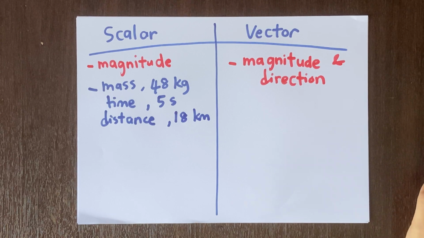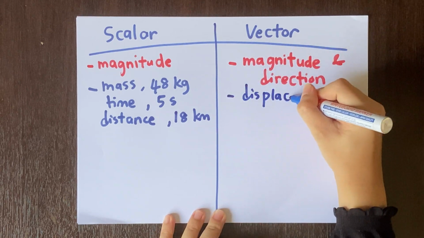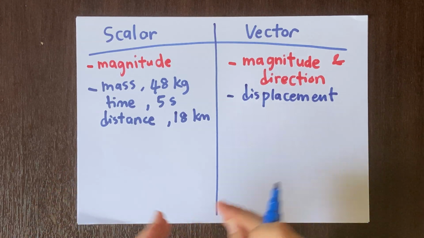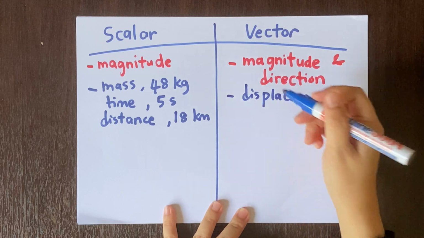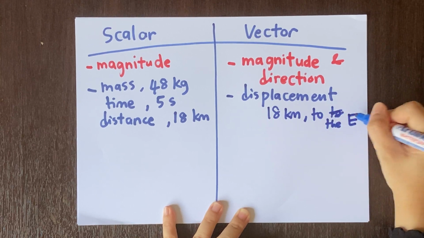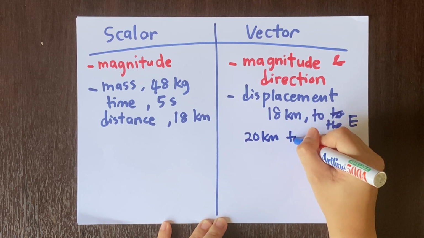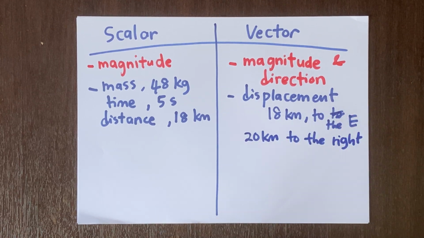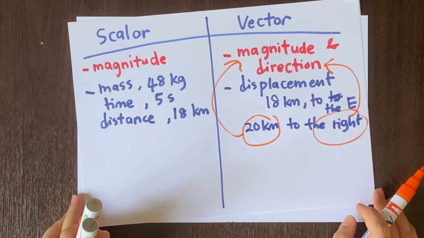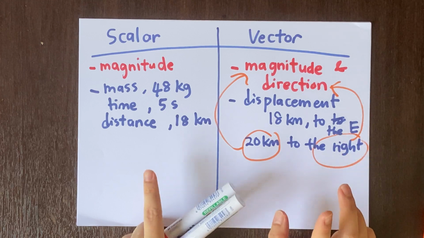What about vector quantity? Vector quantity is the quantity that has magnitude and direction. For example, displacement. Displacement is actually the same as distance in definition, the length from point A to point B, but displacement is, for example, 18 kilometers to the east. East is the direction, or 20 kilometers to the right. So 20 kilometers is the magnitude, right is the direction. That's why it is called displacement. That's the difference between distance and displacement. But the unit of both is the same, which is meter.